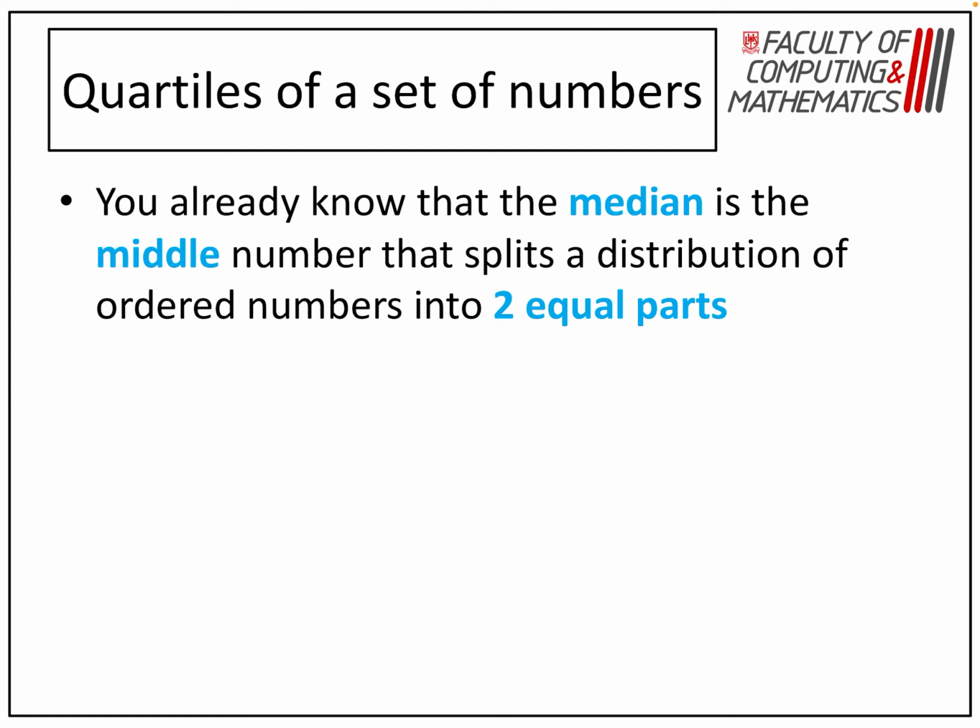So you already know that the median is the middle number that splits a distribution or a data set of numbers into two equal parts. Because if you're finding the middle number, you're going to have the half that's before the middle number and the half that's after the middle number.